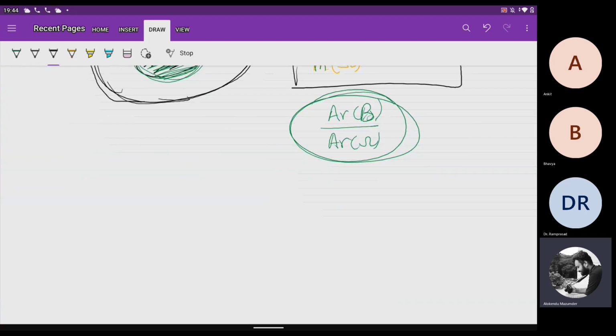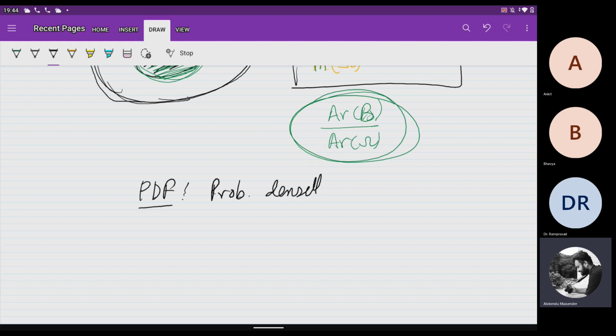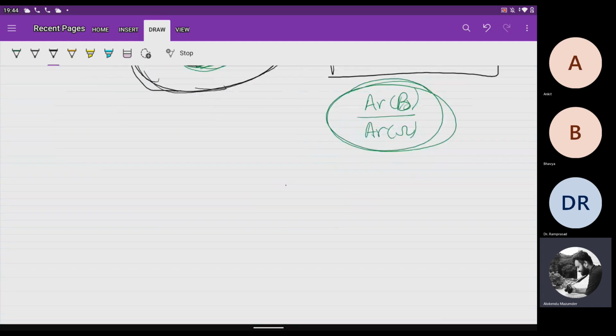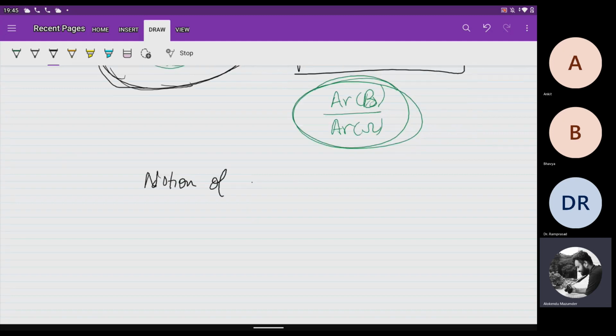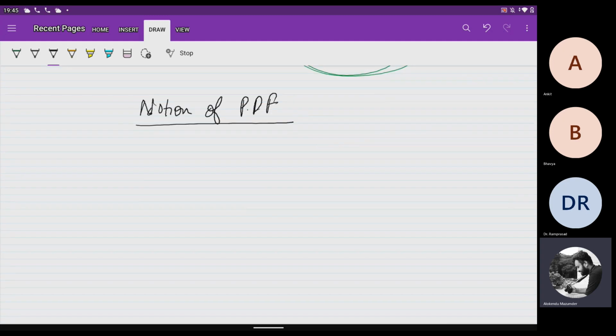Another thing, now I will give you a definition of PDF, the probability density function. Or not a definition, but I will give you the significance of PDF. Definition, we all know that a function f is a PDF if it satisfies two properties, non-negativity and area under the curve is 1, right? So we will just give you a brief notion of what PDF actually is.